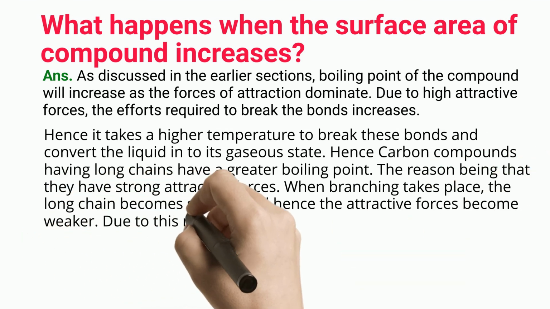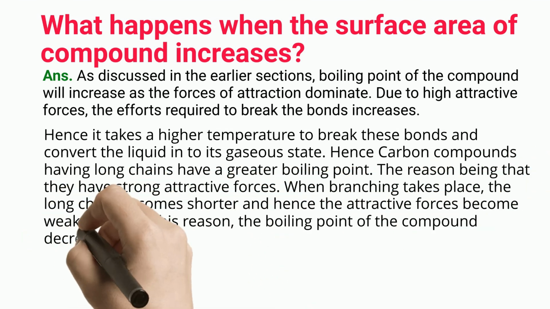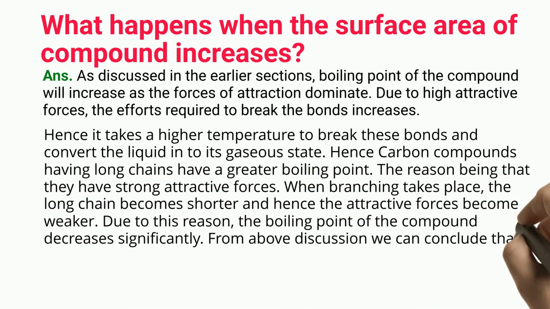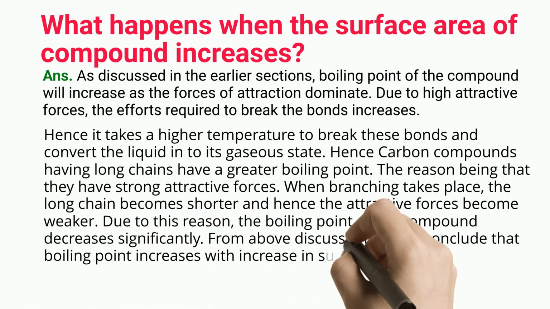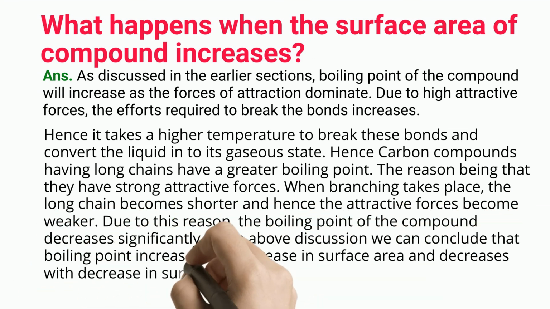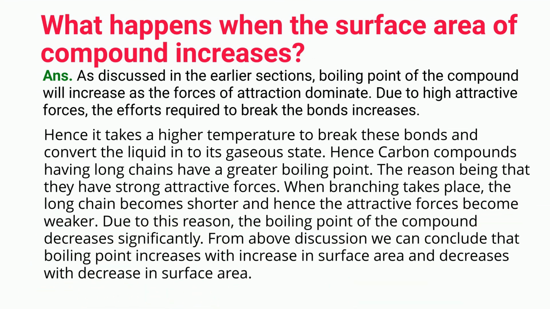When branching takes place, the long chain becomes shorter and hence the attractive forces become weaker. Due to this reason, the boiling point of the compound decreases significantly. From above discussion we can conclude that boiling point increases with increase in surface area and decreases with decrease in surface area.